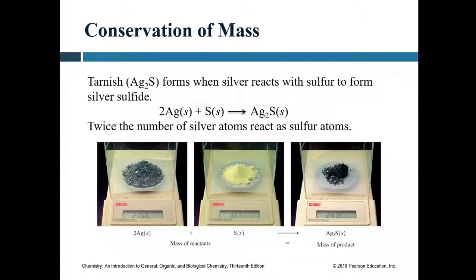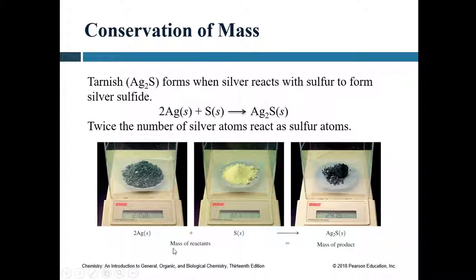So first of all, let's look at this formula here. We have silver plus sulfur gives us silver sulfide. Now, we balanced the equation at one point in time. We put a 2 in front of it so that it's balanced. And the reason why we put a 2 in front of it so that it's balanced is because matter is neither created nor destroyed. So let's see what we mean here.